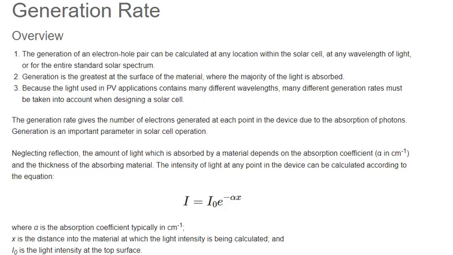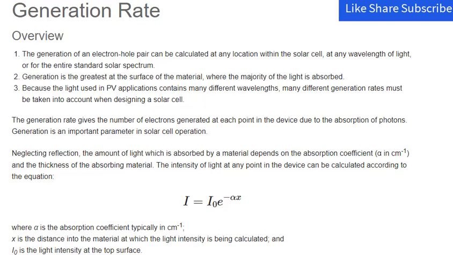Let's start. Generation rate. The generation of an electron-hole pair can be calculated at any location within the solar cell, at any wavelength of light, or for the entire standard solar spectrum. Generation is the greatest at the surface of the material, where the majority of the light is absorbed. Because the light used in PV applications contains many different wavelengths, many different generation rates must be taken into account when designing a solar cell.